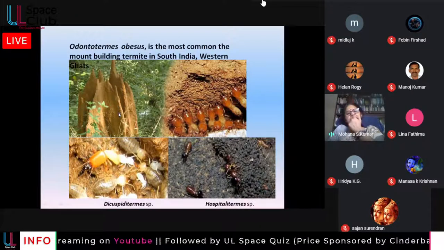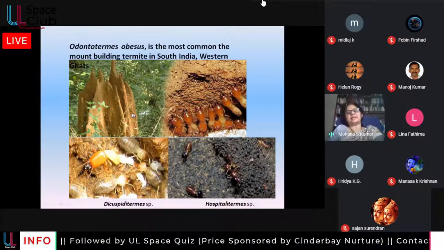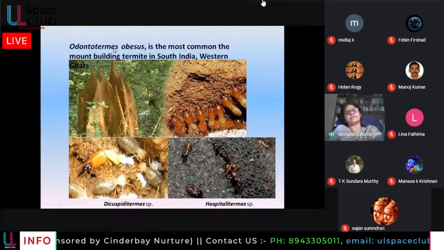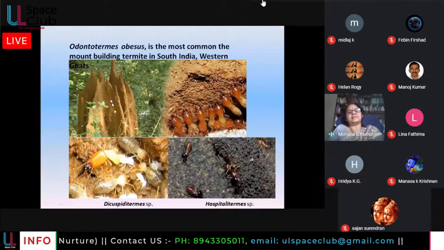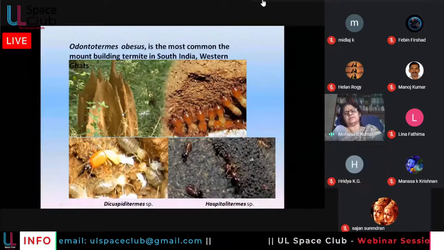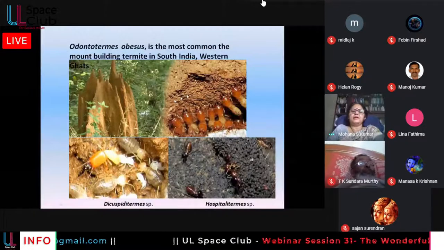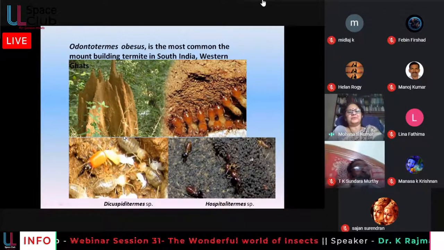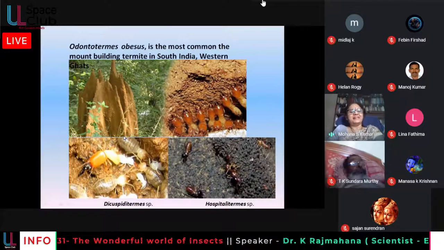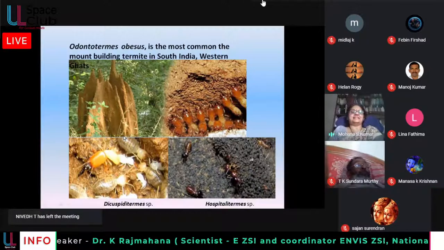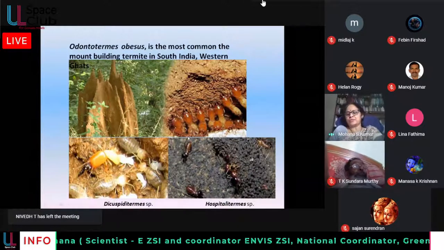You would have seen the mound of termites, and this is in South India. It is Odontotermes obesus, which is the mound building, but we have different species in North India, and in the Northeast it is different. And for termites alone, maybe some 2 to 3 hours of detailed talks only will give you the basic details. That much interesting group.